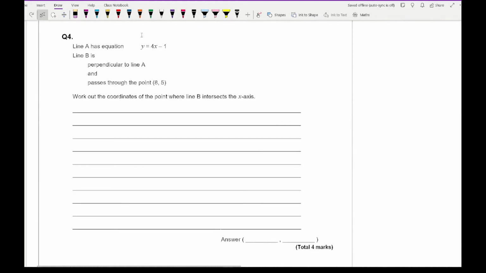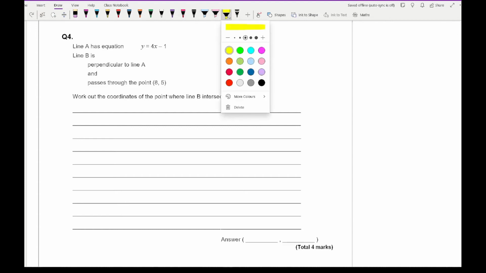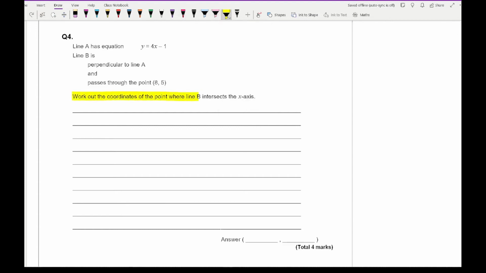Moving on to question 4. Again, if you've not had a chance to copy this, print out this question, then pause the video and have a go at it. So question 4 says line A has the equation y equals 4x minus 1. Line B is perpendicular to A and passes through the point (8, 5). Work out the coordinates of the point where line B intersects the x-axis. So again, this is the question that we need to answer.